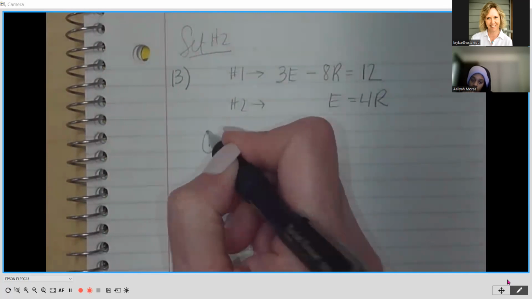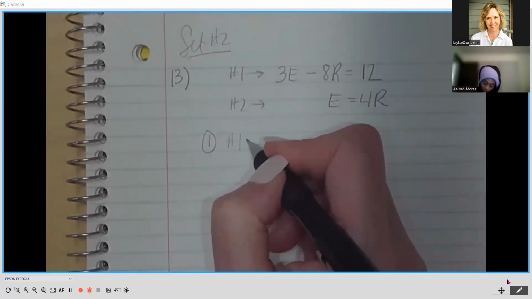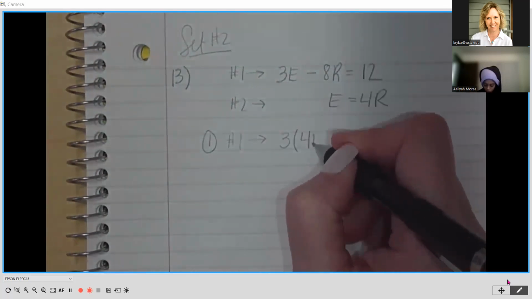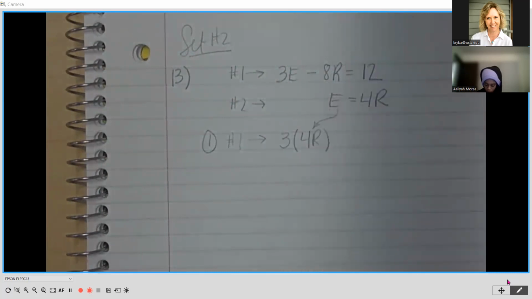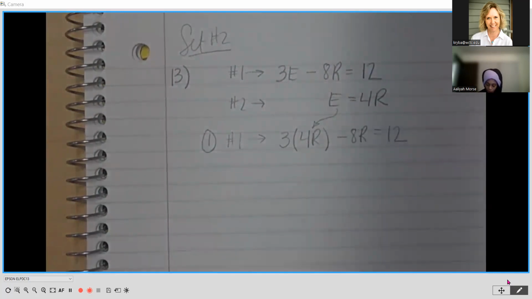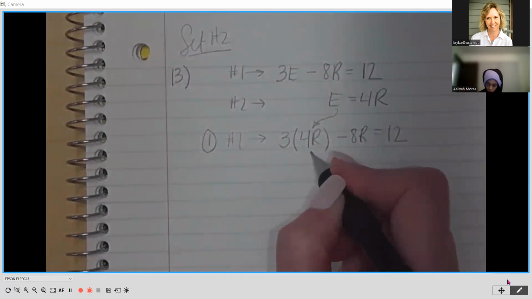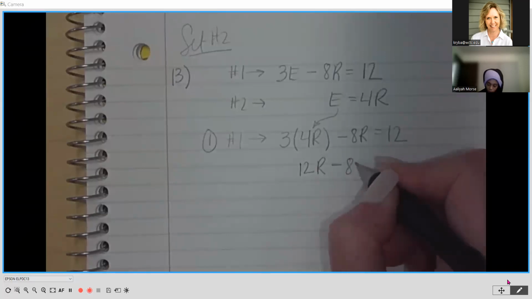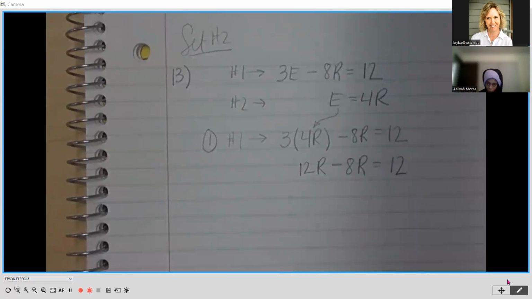Okay, so our step number 1 here is going to look at equation number 1, and we're going to do 3 times. We're not going to put e here. We're going to put 4r. So we're substituting where e was for what it's equal to, minus 8r is equal to 12. Now you'll notice in this equation, the only unknown that I have is r, right? And that's what we want. So now we can solve this with algebra. We're going to multiply 3 times 4, that's 12r, minus 8r is equal to 12.